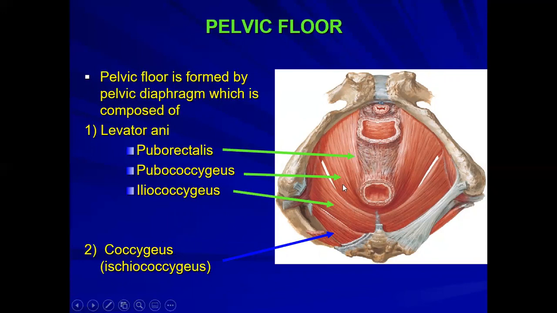And then behind here we have the pubococcygeus muscle. It attaches from the pubic bone toward the coccyx. And then we have the iliococcygeus muscle, attached from the ilium to the coccyx. And then going in the back there, we have the coccyx here. So the name is based on where it originates and where it is attached to. And then we have the coccygeus muscle at the back here, the ischiococcygeus muscle.